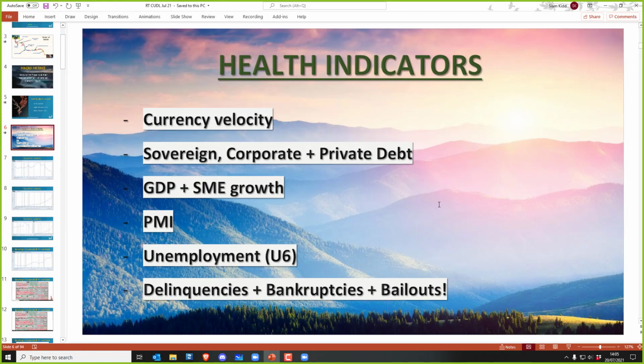So these are the health indicators. So we have currency velocity, sovereign, corporate and private debt, GDP and SME growth, PMI, Purchasing Managers Index, unemployment, and so they're really the health indicators, and delinquencies, bankruptcies, and bailouts are, I guess, the repercussions. Yeah, they're the repercussions of what happens.